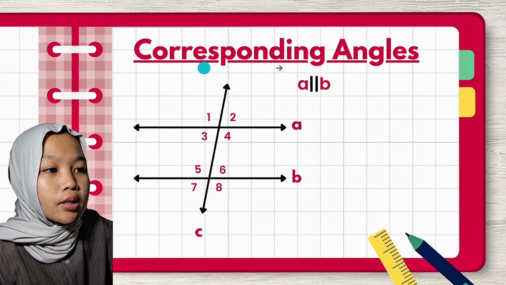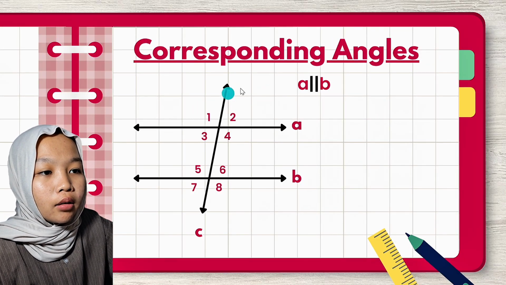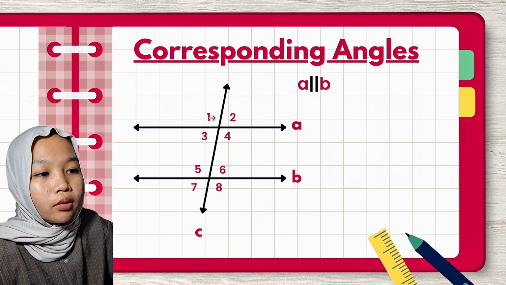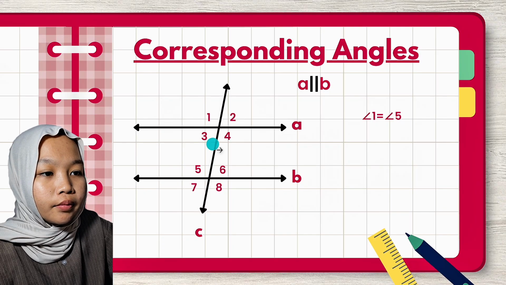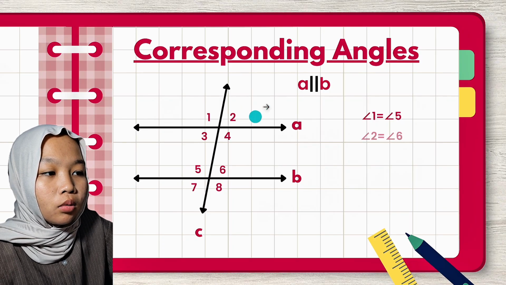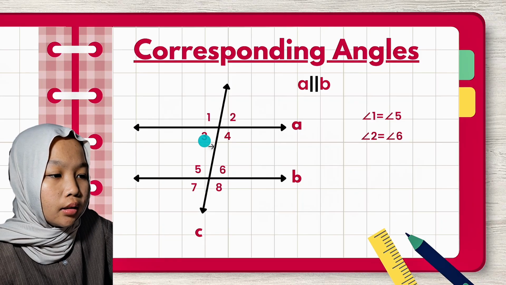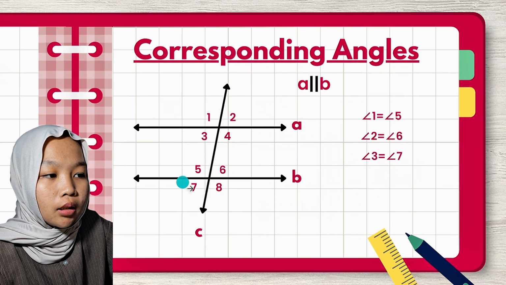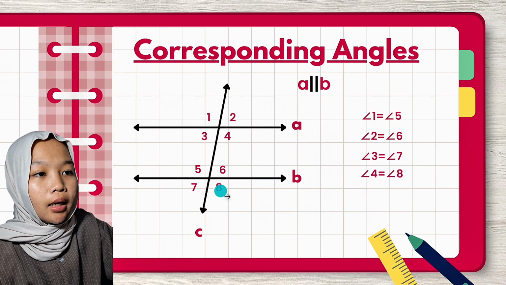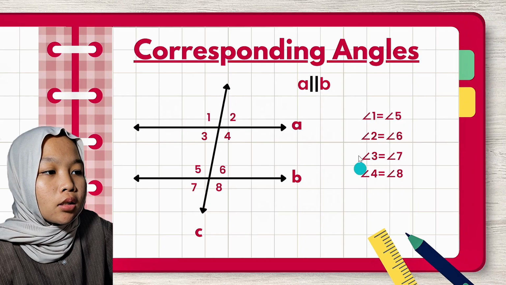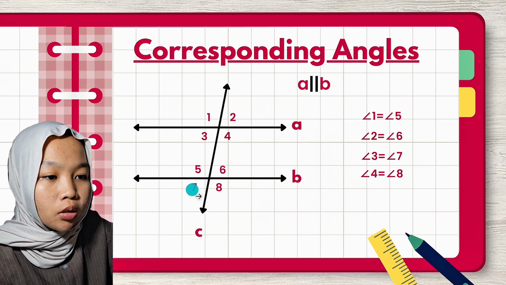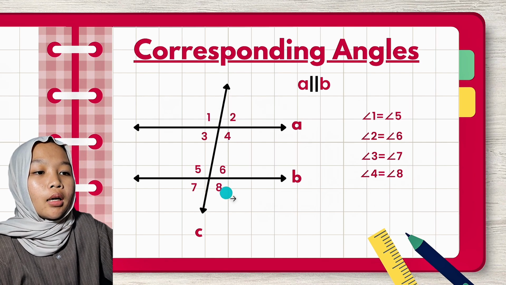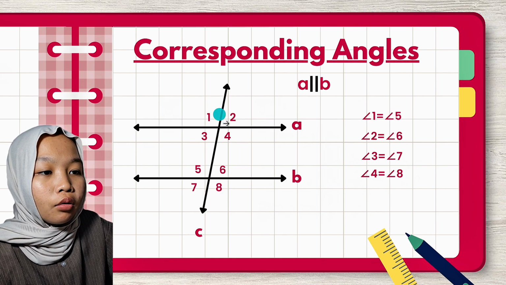Next, we have corresponding angles. Corresponding angles mean the position is the same. So for the first, we have angle 1 equals angle 5. The next, we have angle 2 equals angle 6. Then angle 3 equals angle 7. The last, angle 4 equals angle 8. So these are the angles that are corresponding. 1 corresponds with 5, 2 with 6, 3 with 7, 4 with 8, and they are congruent like this.